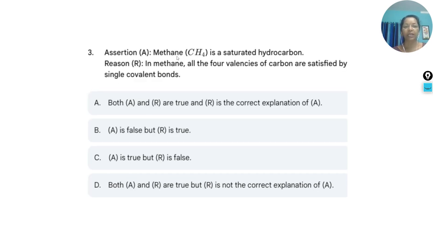Next question. Methane is a saturated hydrocarbon. That is a correct assertion. In methane, all four valencies of carbon are satisfied by single covalent bonds. That is also correct. So both A and R are true and R is the correct explanation of A. Option A is the answer here.